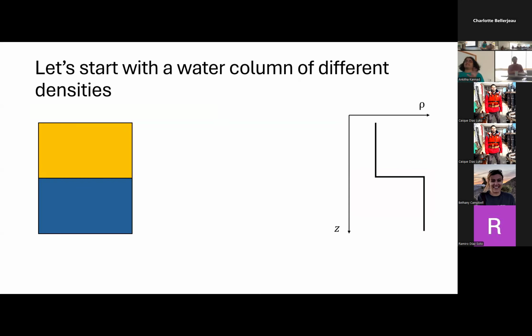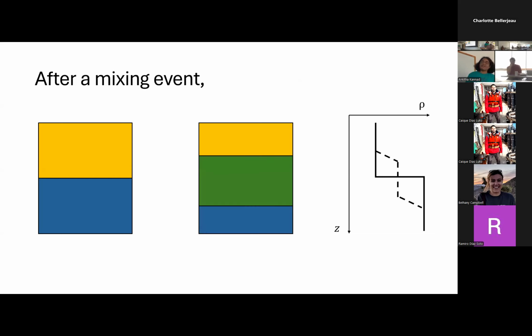So to start simple, let's start with a water column of two different densities. I've colored them here, yellow and blue, and this is a plot of what that looks like as a density profile. When you have a mixing event, these two fluids diffuse and mix together, which is something we talked about and just reviewed. So you still have a little bit of diffusion happening, gradients at the edges of these two layers. Then you have this homogenized fluid in the middle.